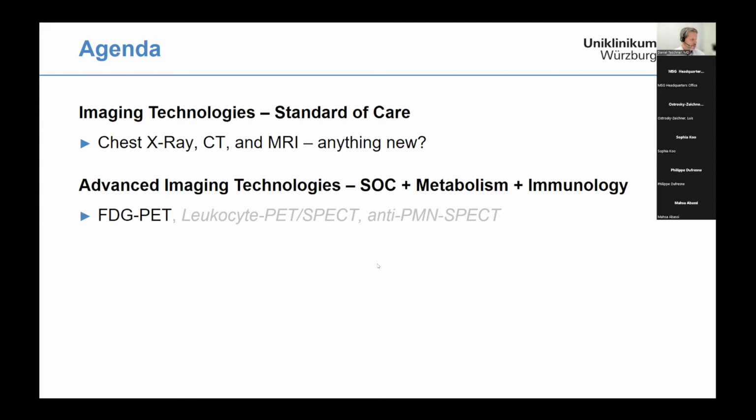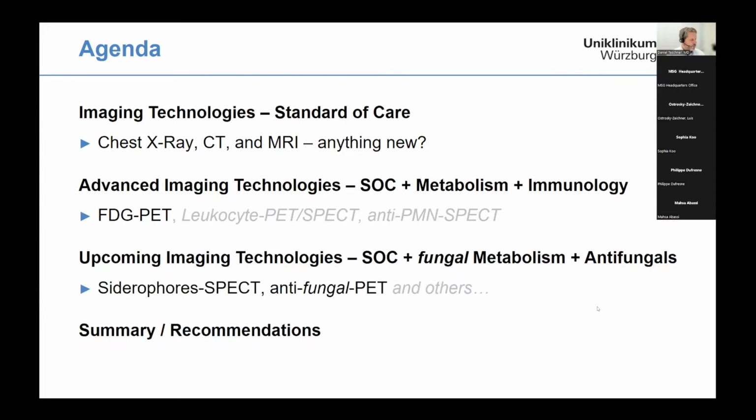And here I will focus on the FDG PET. And last but not least, I will show you some upcoming imaging technologies that are more fungal specific from a metabolic and immunologic point of view.